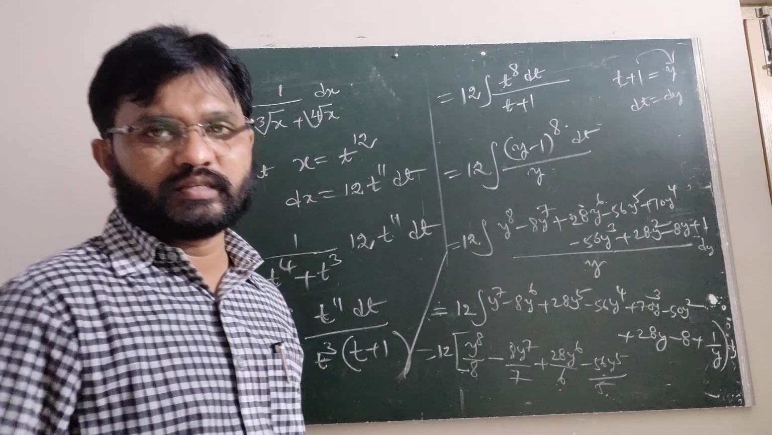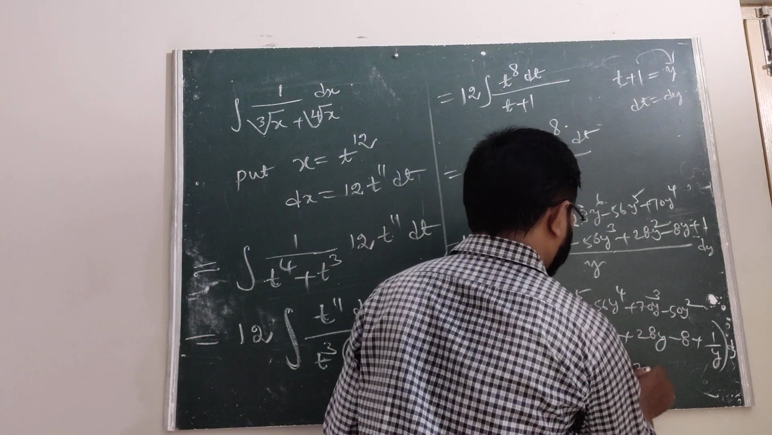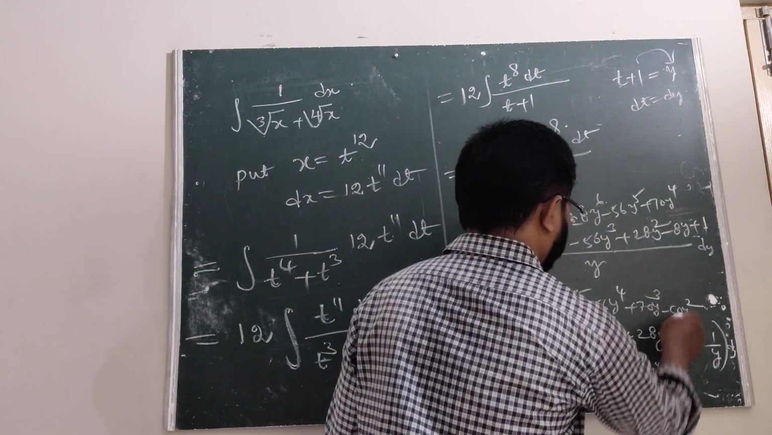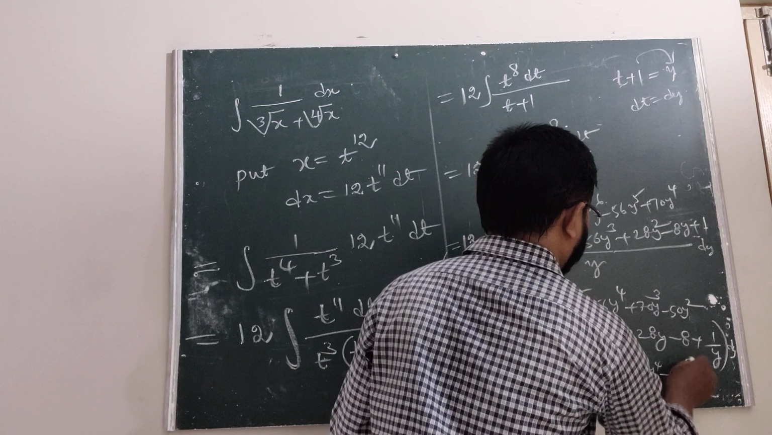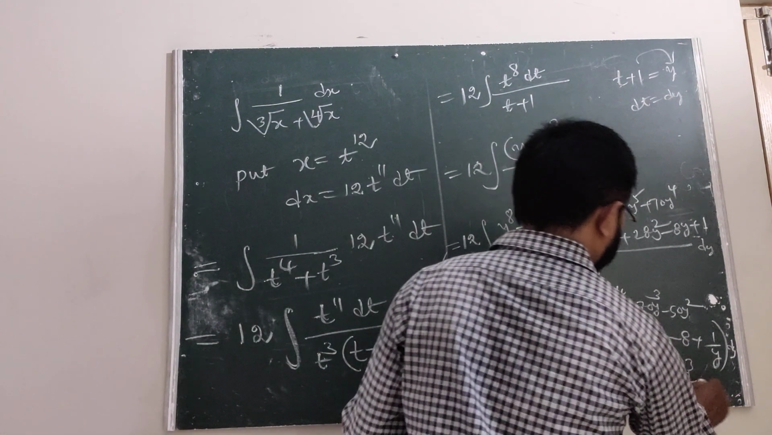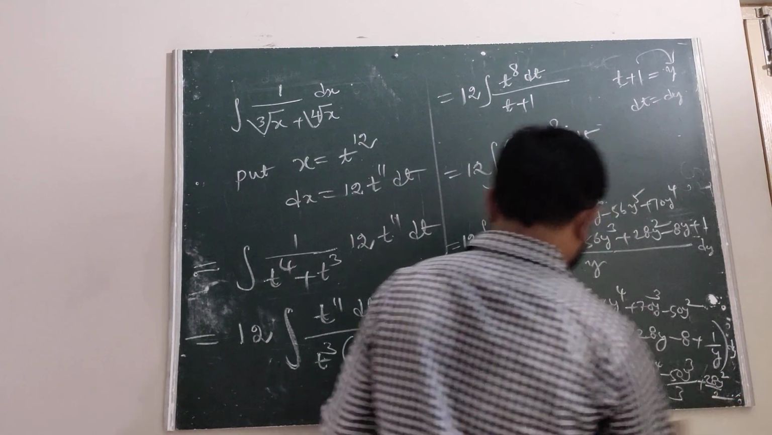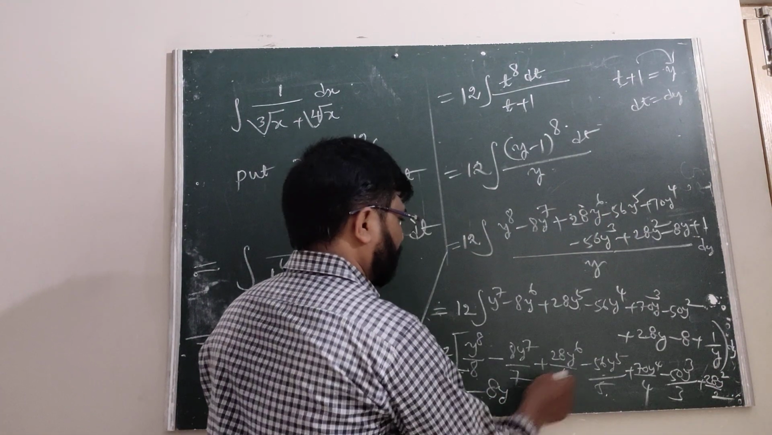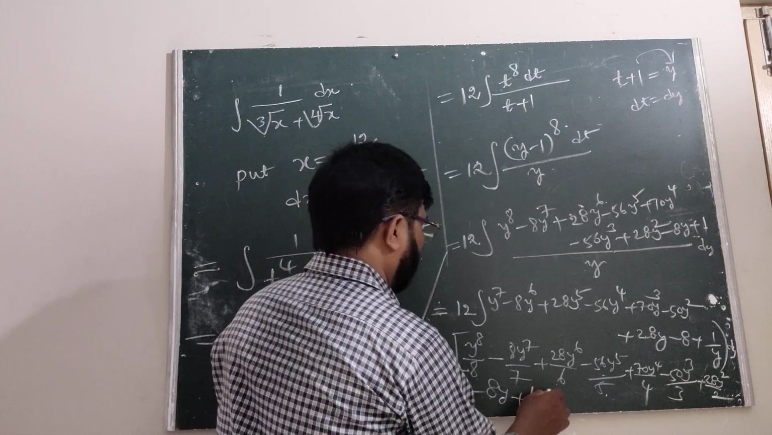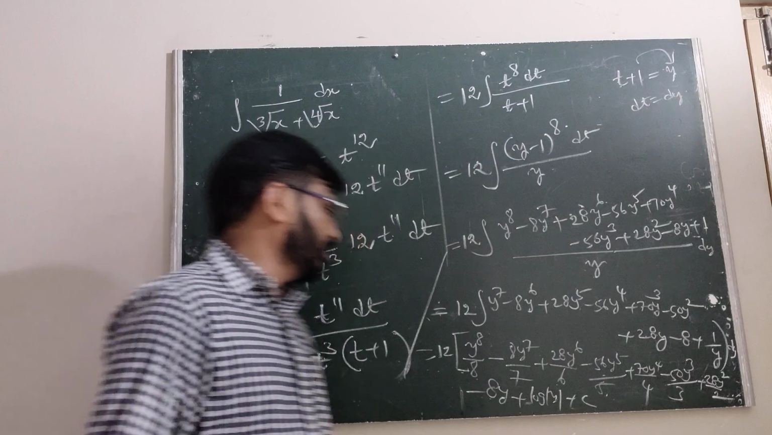Integral of x power n is x power n plus 1 upon n plus 1. Now this is 70 y power 4 by 4 minus 56 y cube by 3. Therefore, now this is 28 y square by 2 minus 8y. The last one is log mod of y plus c. 1 by y is log mod of y plus c.